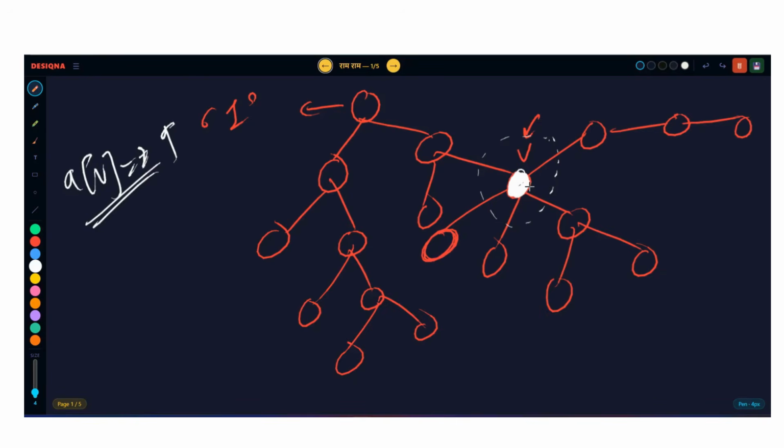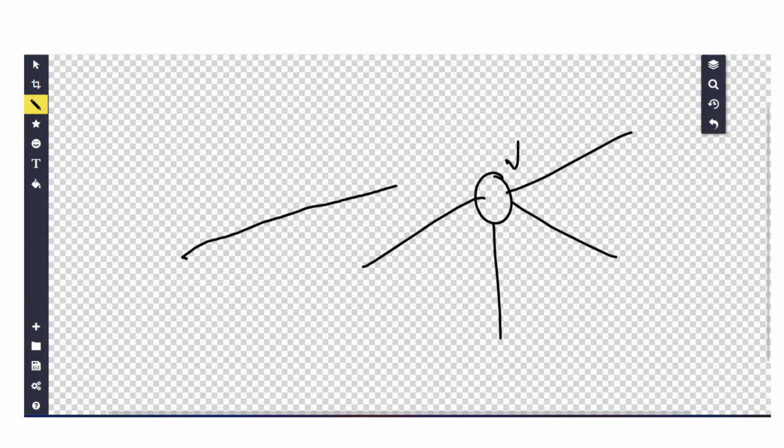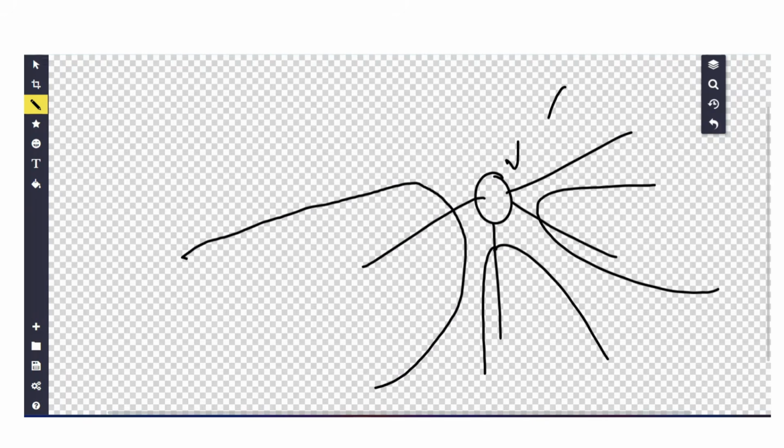This is V. How many branches are coming out? 1 2 3 4. There are 4 branches coming out. Branch 1, branch 2, branch 3, branch 4. Let's call each branch a subtree. This is one subtree, this is another subtree, and this is another subtree.